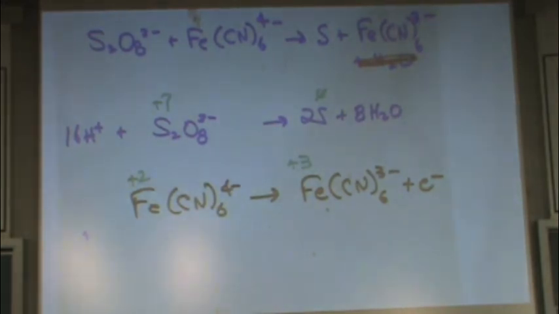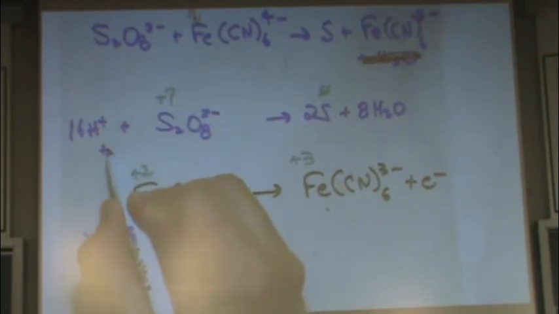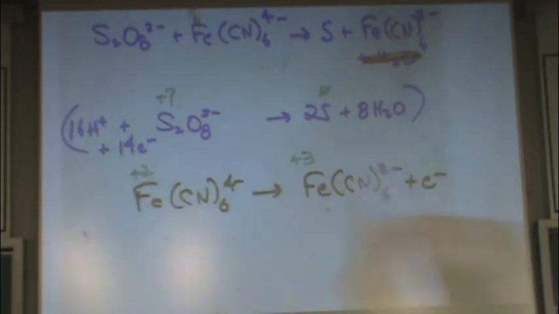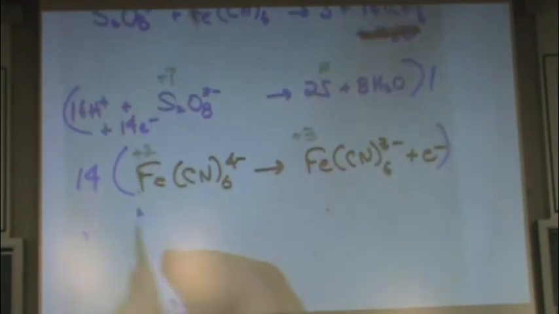Okay, right now the overall charge on the right-hand side is 0. How about the left-hand side? It's right now plus 14, 16 minus 2. So I need how many electrons over here? Yeah, 14 electrons. That'll make the overall charge in the first reaction 0 on both sides. All right? So I'm ready to put these together. I'm going to multiply the top by 1 and the bottom by 14, because the electrons need to cancel.